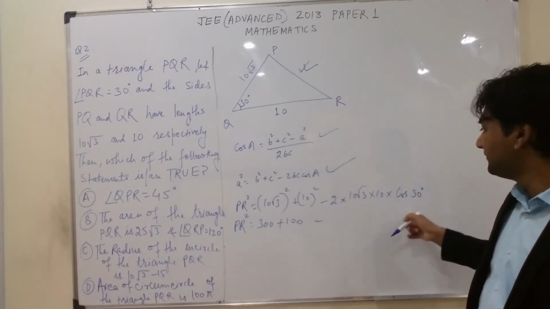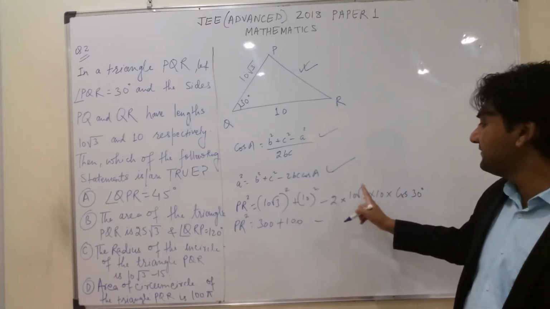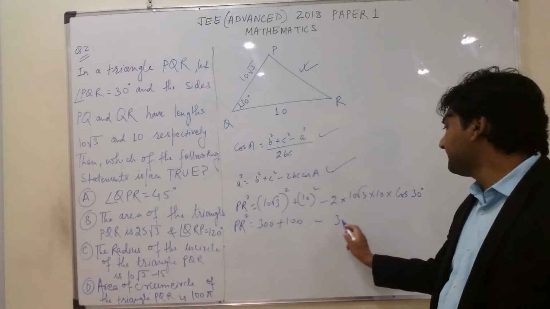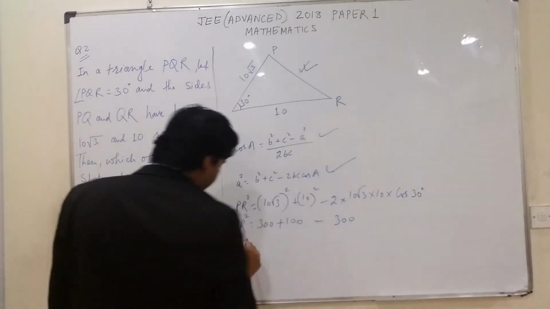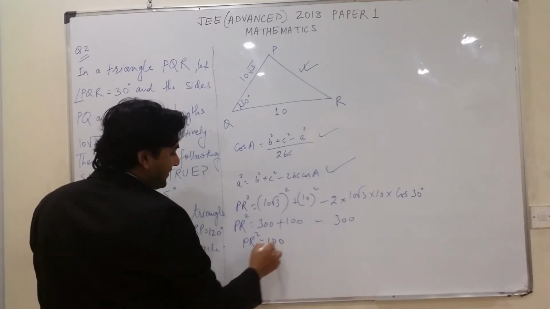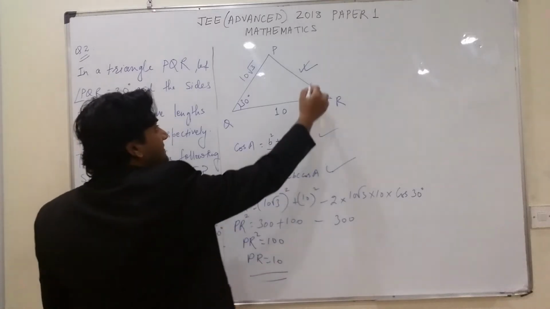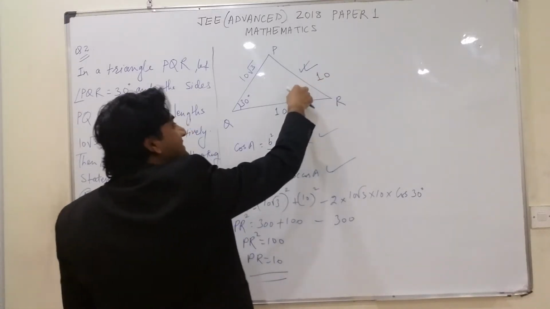So root 3 over 2, this 2 and this 2 cancel. Root 3 times root 3 is 3. 3 times 10 is 300. So what we got actually is PR square is just 100 and PR is 10. So we got this length as well. This is 10. So now this is 10, this is 10.